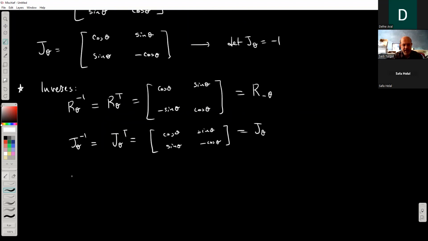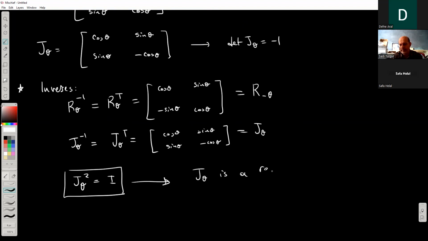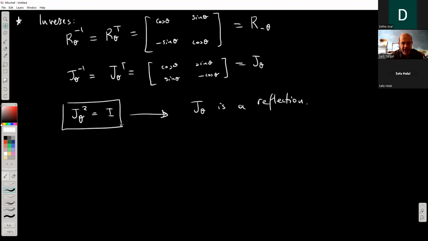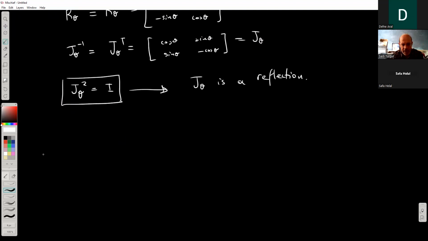So that means J theta is a transformation whose square is equal to identity. This is a very strong indication that J theta is a reflection. But I don't want to go into the details here. I'm just going to express it like that. But R theta is like that. This is actually a rotation by theta.